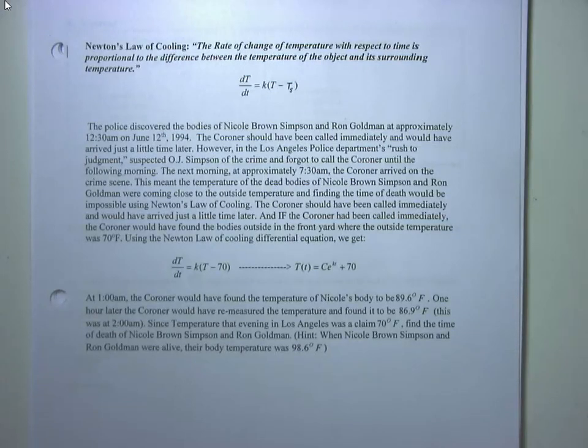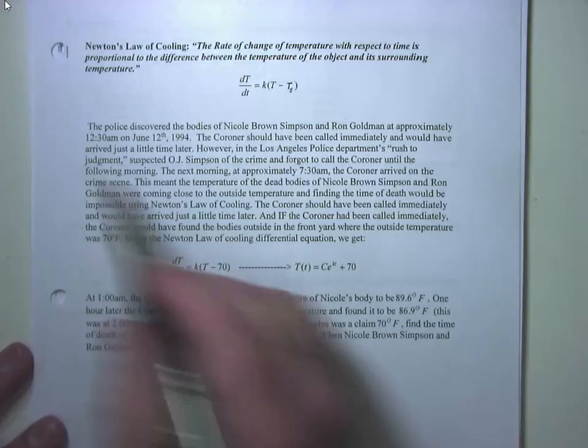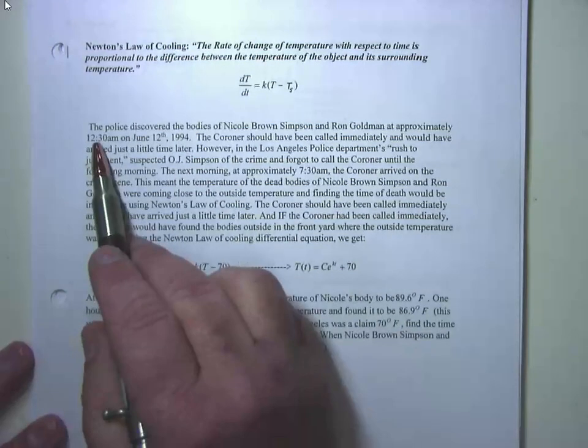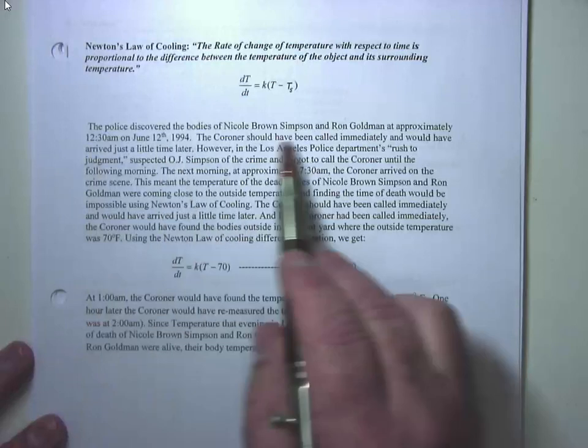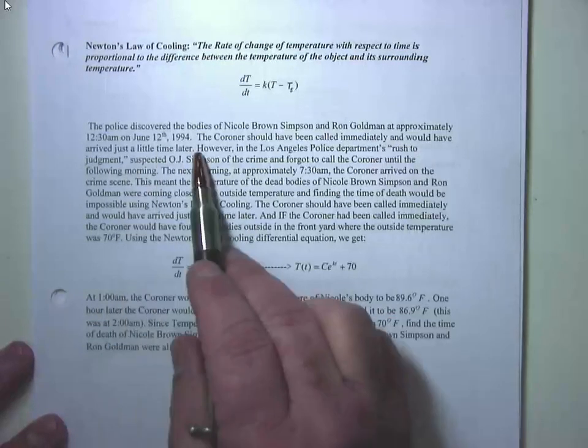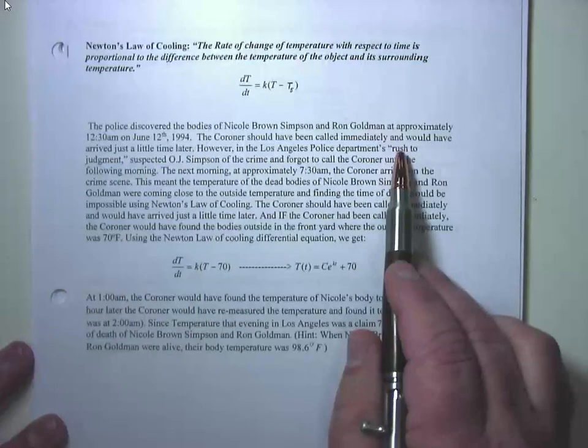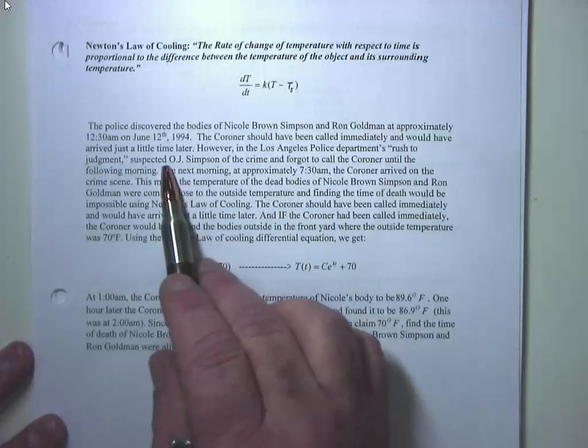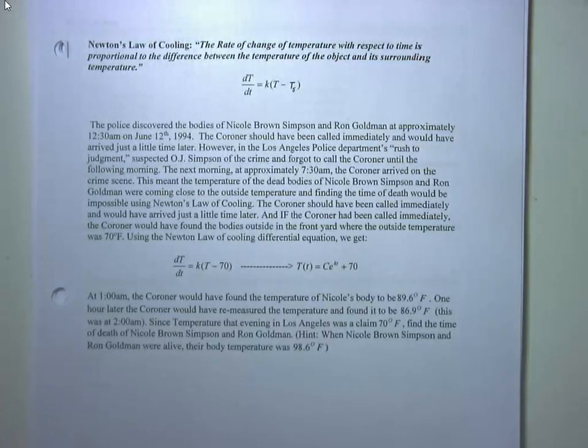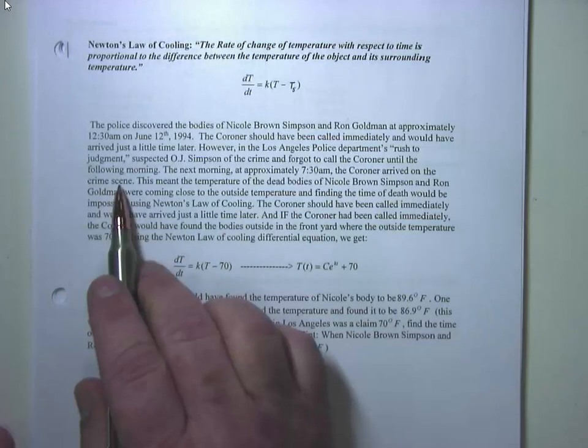So if they had called the coroner, so here we go. I tried to give you some information about that. They were found dead at 12:30 a.m. on June the 12th. The coroner should have been called immediately and would have arrived sometime later. However, the Los Angeles Police Department rushed to judgment, suspected O.J. Simpson, and forgot to call the coroner until the next morning, approximately 7:30, when the coroner arrived at the crime scene.